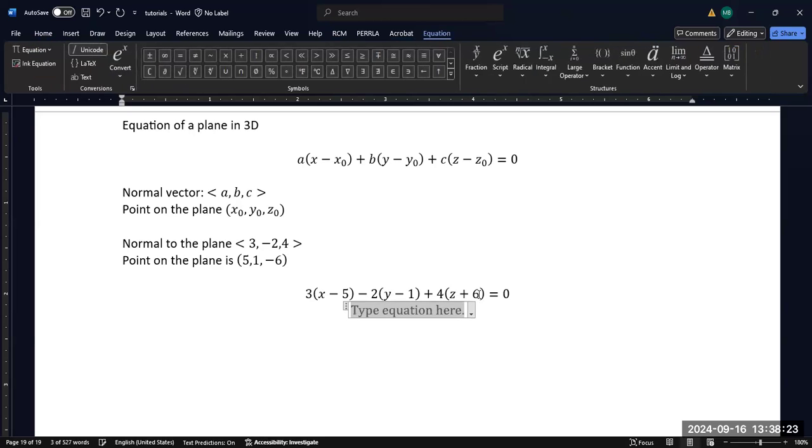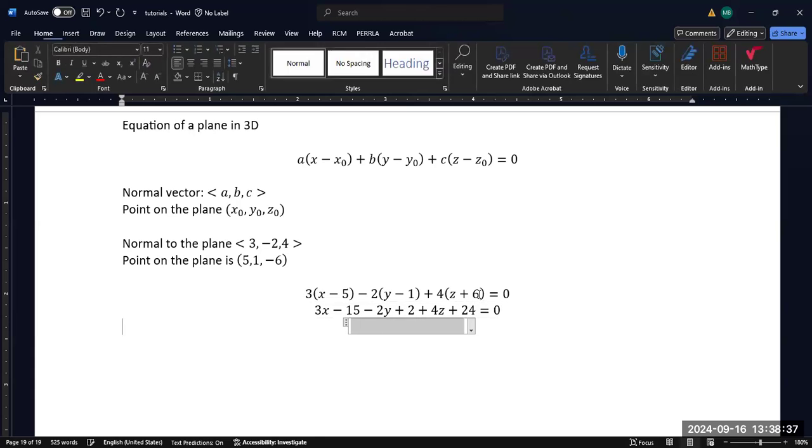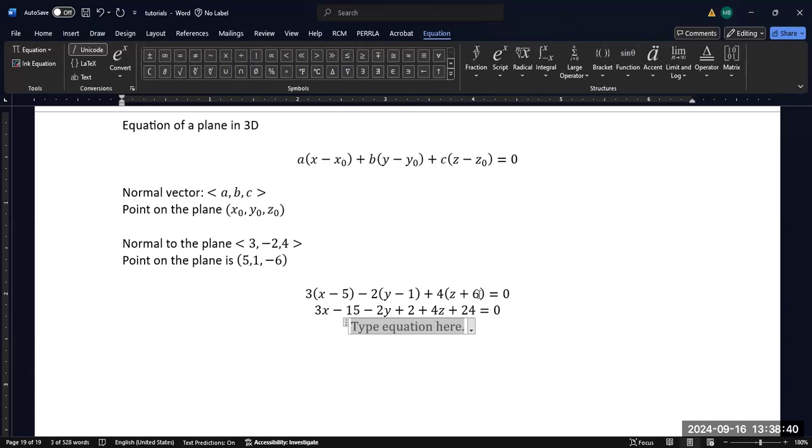And then, of course, you could simplify. Now, typically, I don't require my own students to do the simplification, because it's just an opportunity to make additional mistakes. Let's see, -15 plus 2 plus 24, I'm going to get plus 11 equals 0.